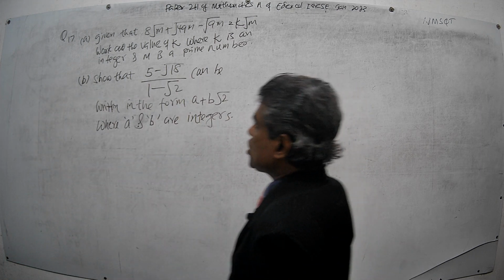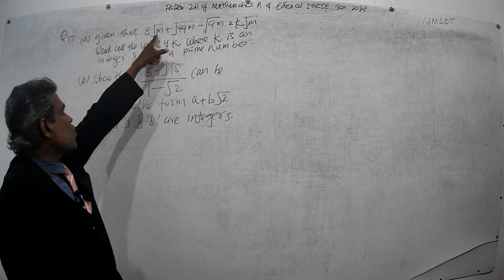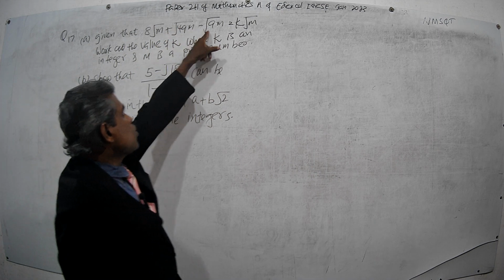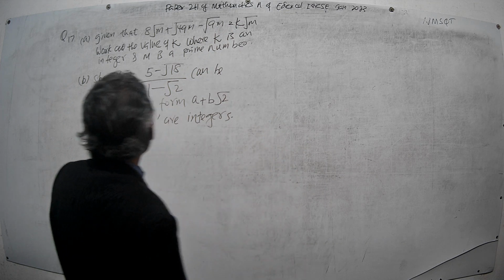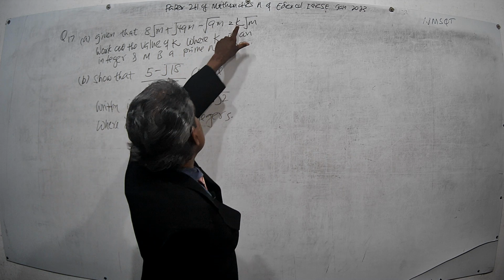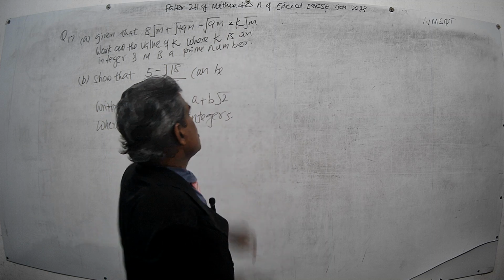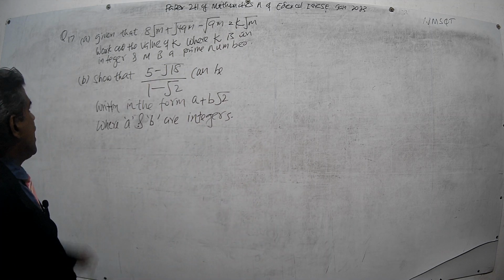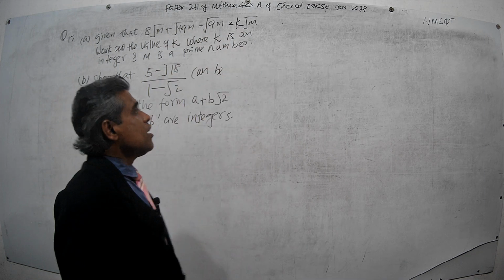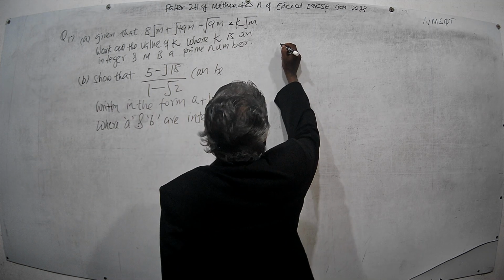Now look at question 17A. They say, given that 8 root 3 m plus root 49m minus root 9m equals k root m, work out the value of k, where k is an integer. Then k is an integer, a negative or positive whole number, and m is a prime number. We will try to find the value of k in part A.